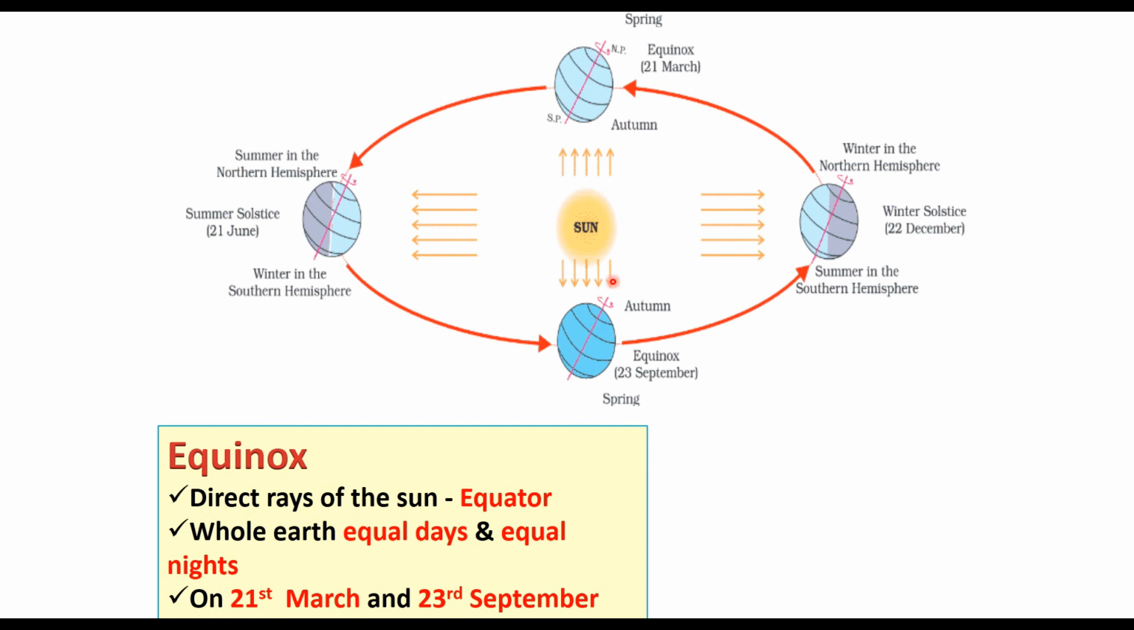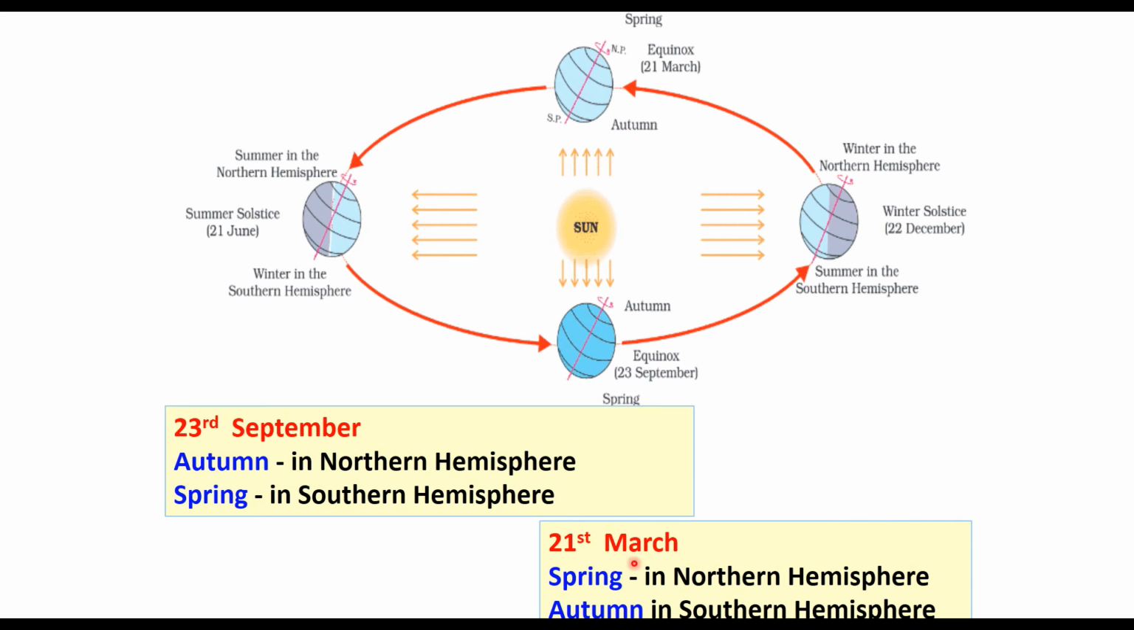At this position, neither of the poles are tilted towards the sun. So the whole earth has equal days and equal nights. This is called equinox. On 21st March, it's spring in northern hemisphere and autumn in southern hemisphere. On 23rd September, in northern hemisphere it's autumn and in southern hemisphere it's spring.